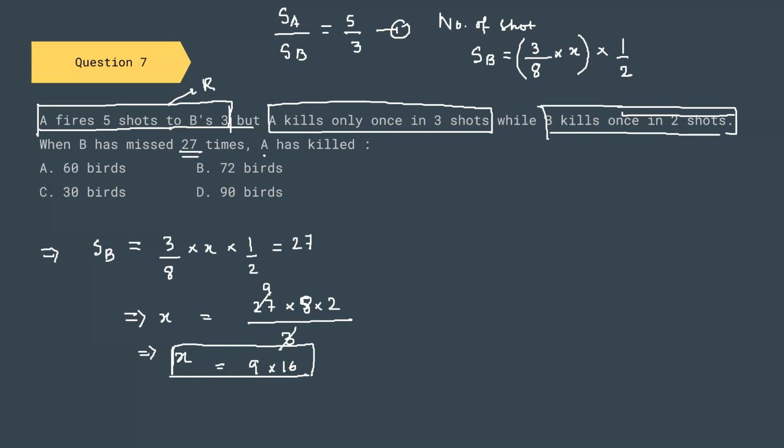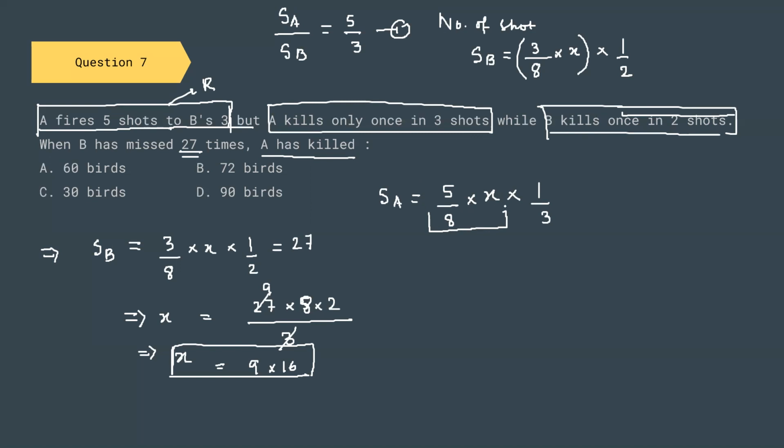Now they are asking how many times A has killed. So we can find the number of shots taken by A. The number of shots taken by A will be 5 by 8 into x. And from these shots, A kills only once in 3 shots. So his kill shots will be 1/3 of the total shots taken. 5 by 8 into x is the total shots taken by A, and the total kill shots will be 1/3 of the total shots taken.